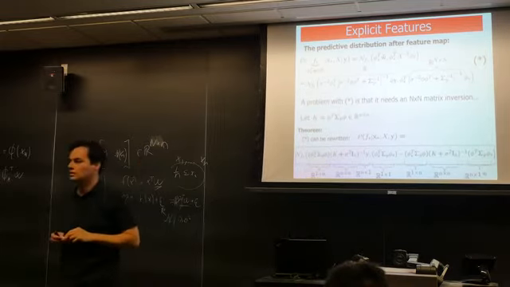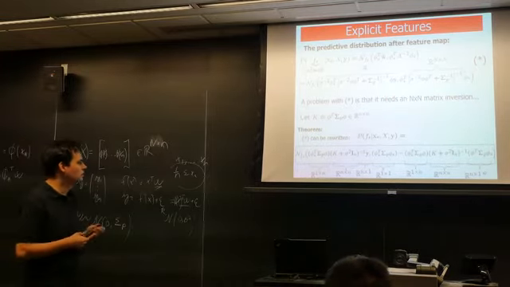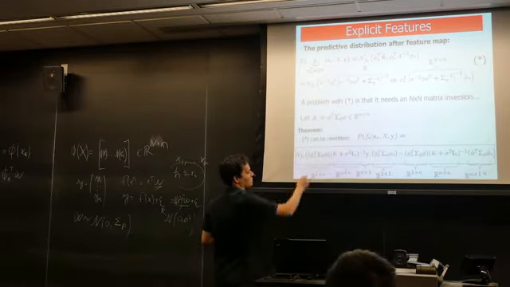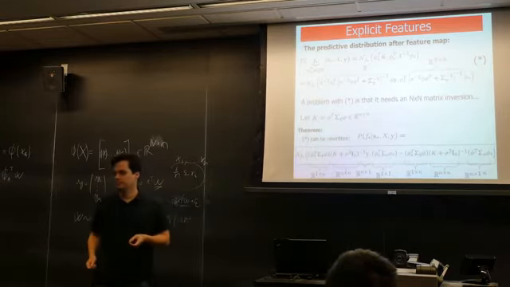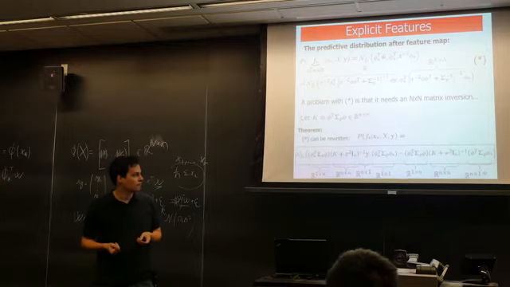Yes? Just intuitively, what does phi star transpose sigma phi star mean? Which one? This one? Yeah, for example, because sigma is just a low dimensional matrix, and phi star potentially could be infinite dimensional.